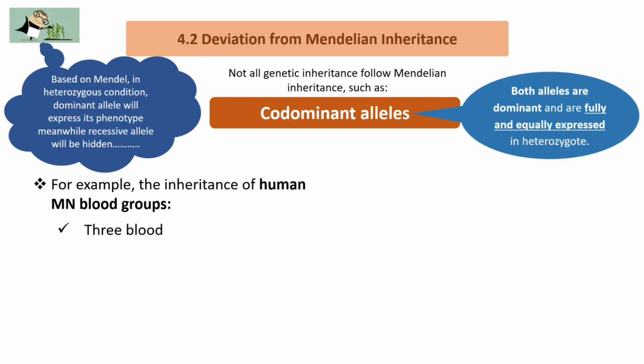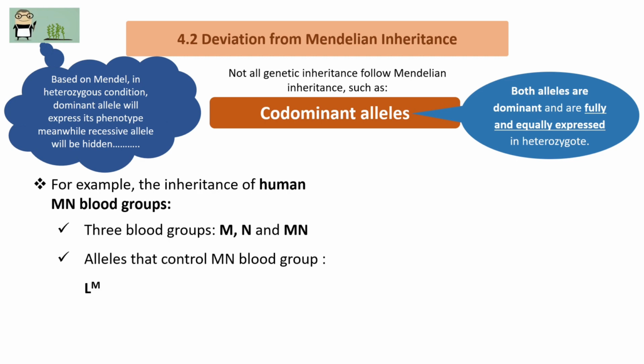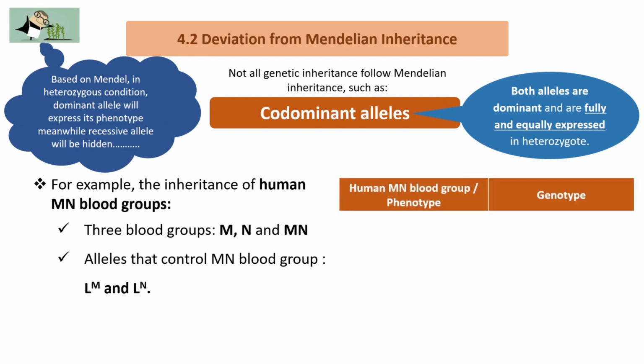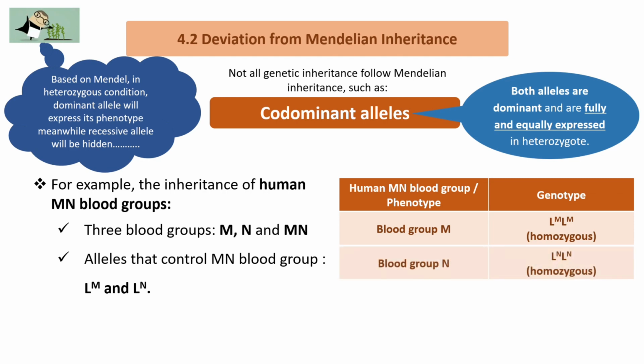There are three types of blood groups which are M, N, and MN. Alleles that control MN blood groups are LM and LN. For blood group M, the genotype is homozygous LM-LM. For blood group N, the genotype is homozygous LN-LN. For blood group MN, the genotype is heterozygous LM-LN.